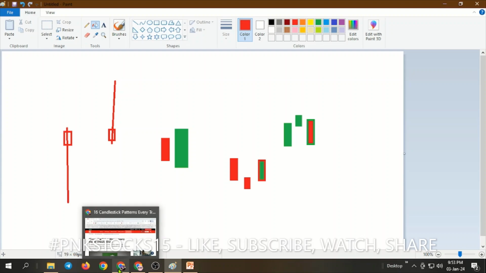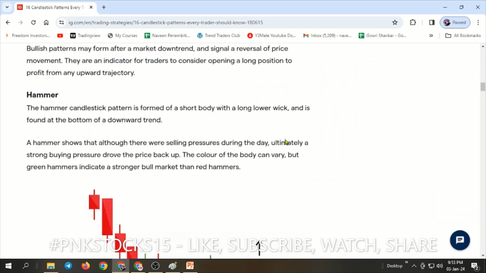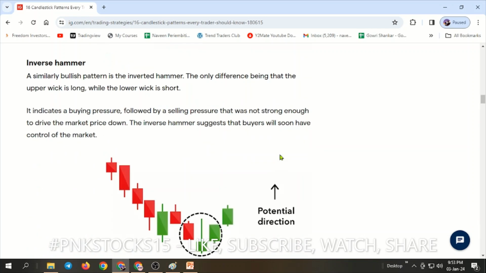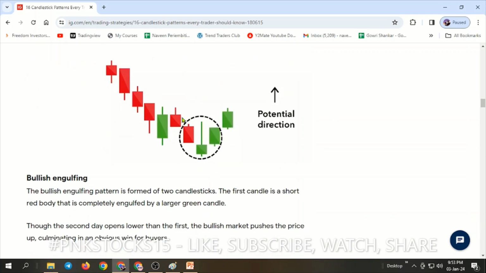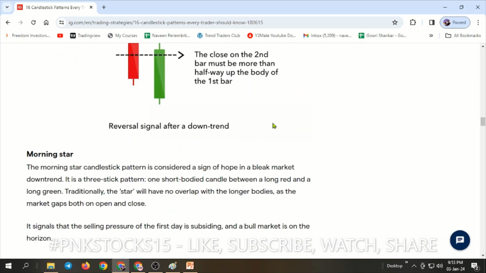If you Google it, you can find many candlestick patterns. There are 16 different candlestick patterns. Understand at least 3 to 4 candlestick patterns. Hammer candle, from there prices will go up. This is a morning star kind of candle, prices will go up. Bullish engulfing, prices will go up.